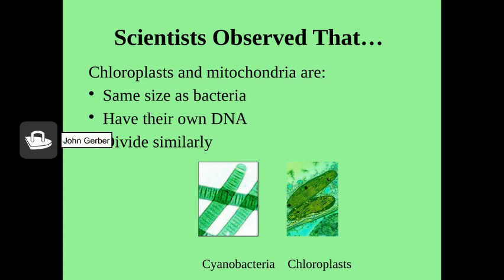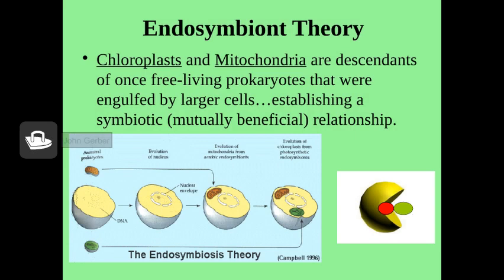A theory has emerged about the development of the eukaryotic organism that suggests it came through the merger of simpler prokaryotic organisms. Scientists observed that chloroplasts and mitochondria are about the same size as a prokaryotic bacteria. They each have their own unique DNA, different from the nucleus, and they each divide similarly within the cell. This theory suggests that the more complex eukaryotic cells resulted from the merger or cooperation of individual prokaryotic cells that came together. This process is called symbiogenesis.